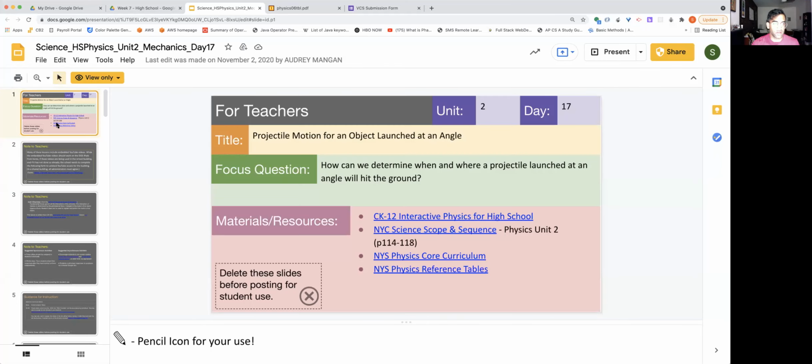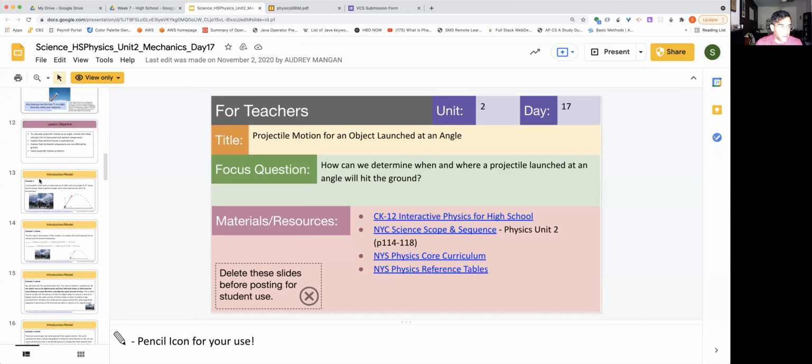And in this lesson, we're going to talk about projectiles fired at an angle. This is part of Unit 2 on mechanics. It's day 17. The title is Projectile Motion for an Object Launched at an Angle. We want to be able to figure out when and where a projectile launched at an angle will hit the ground.